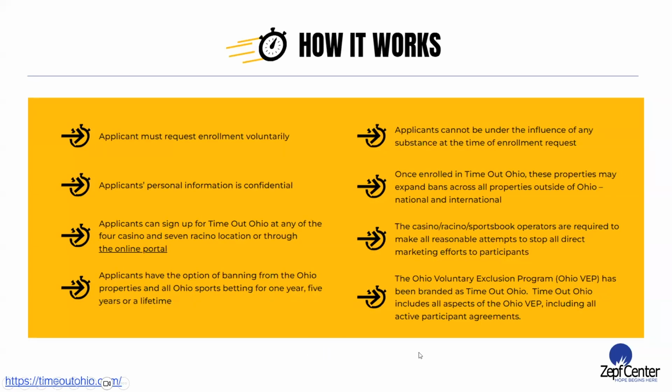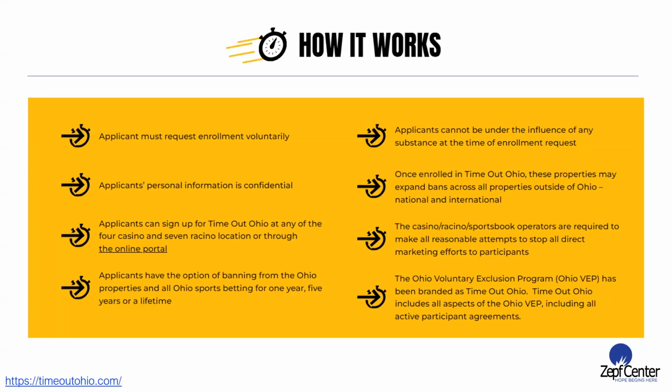Here is some more information about the exclusion program. You must enroll voluntarily, and you can do it online. So there's no barrier to having to go to the casino and do it. You cannot be under the influence of any substance at the time that you voluntarily enroll. And I believe, yep, they will make reasonable attempts to stop all direct marketing efforts to you as well.